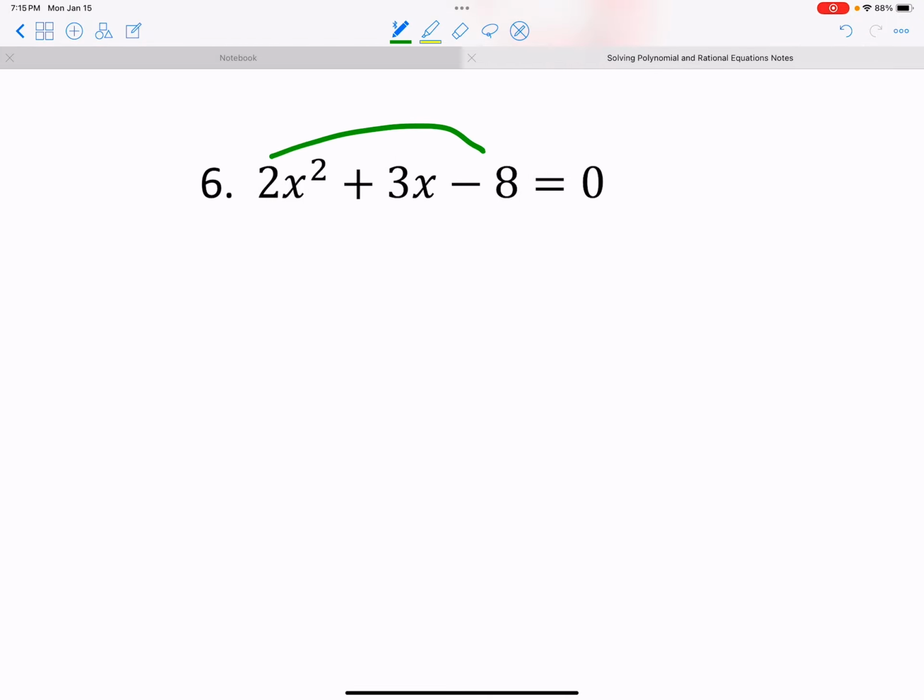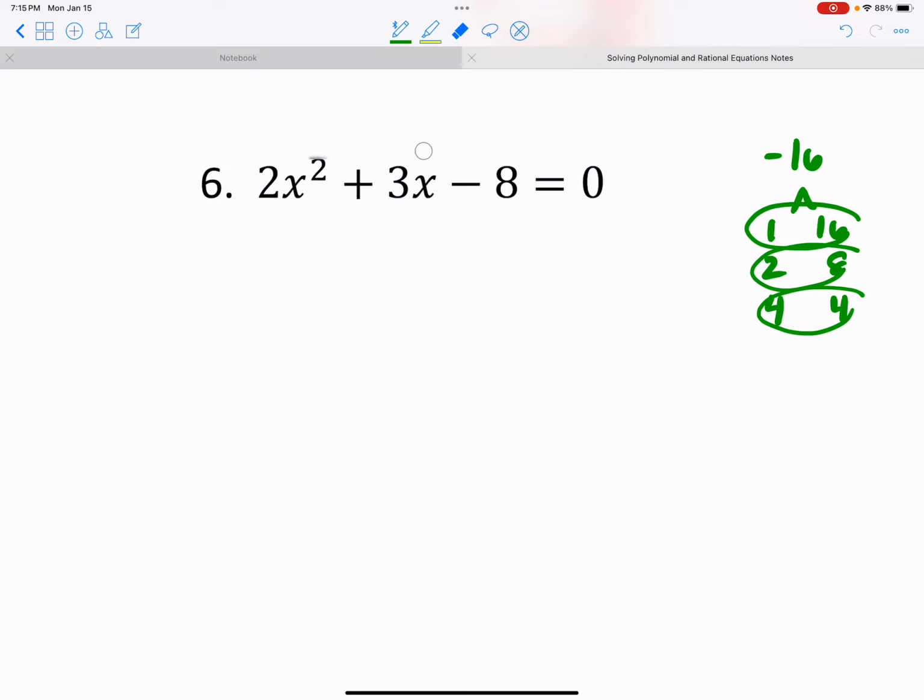2 times negative 8 makes negative 16. If I was trying to go through factors here, then let's see, I've got 1 and 16 as options, or 2 and 8, or 4 and 4. Now I know I'm going to have to make something negative in there, but I can't get a difference of 3 out of these, or these, or these. So since none of those factors work, factoring is not going to be an option. So I can't use factoring here.